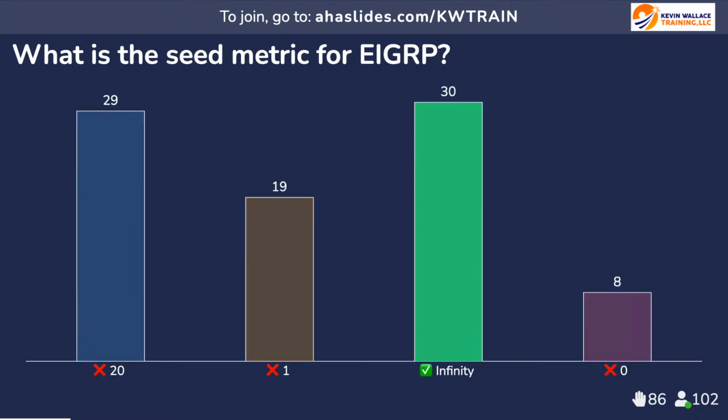And the answers are in. That was a close one. We almost had a split decision between 20 and infinity. And as you can see, the correct answer is, of course, infinity.